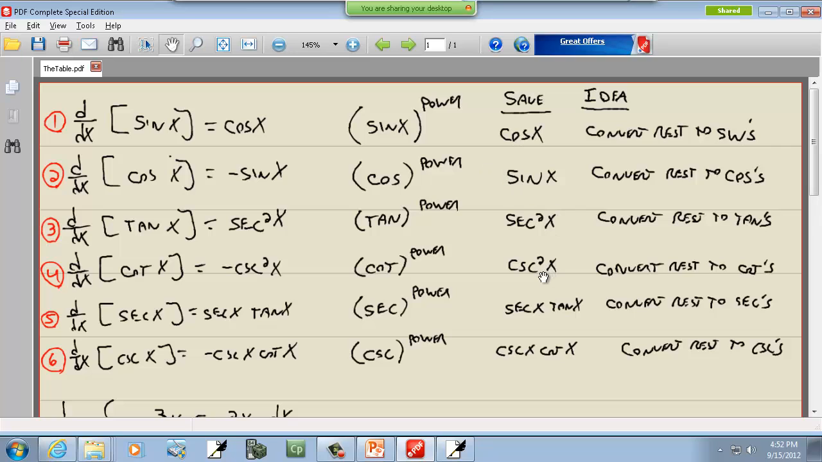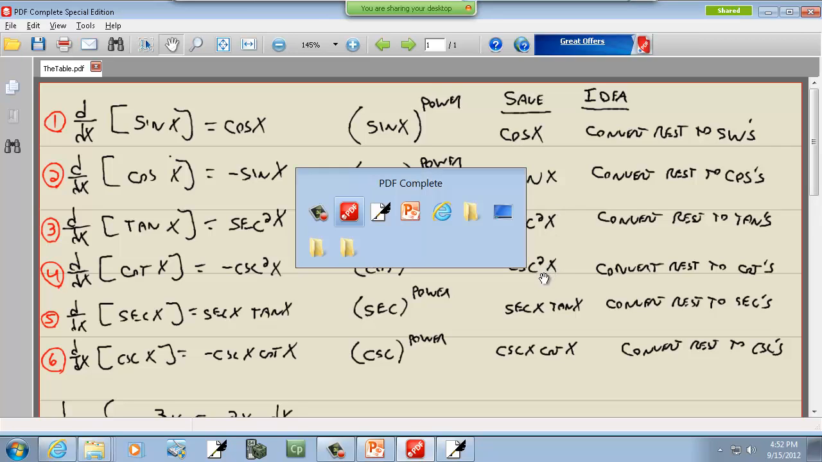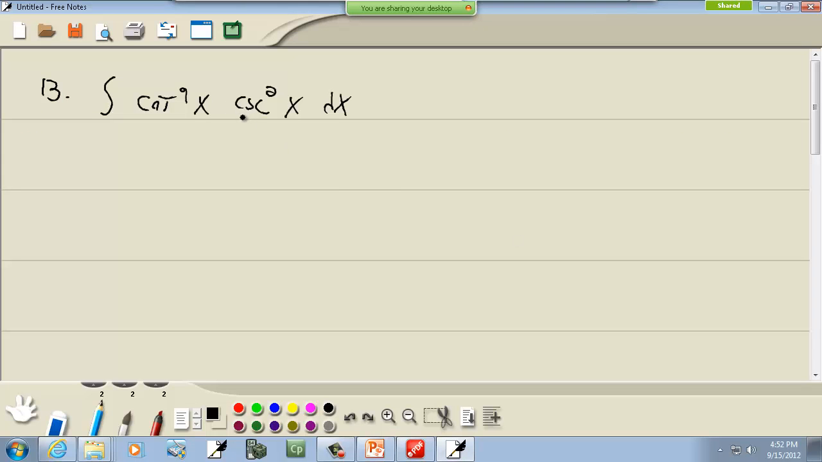Okay, what do we want to save? We could save a cosecant squared. Let's see if that helps us. Yeah, that's perfect. So we'll save this. And we're going to rewrite this one as cotangent x to the 9th power.